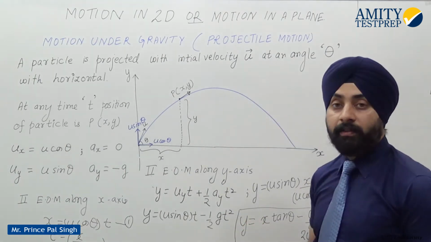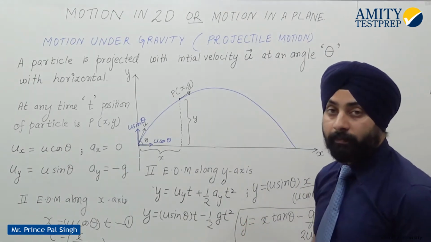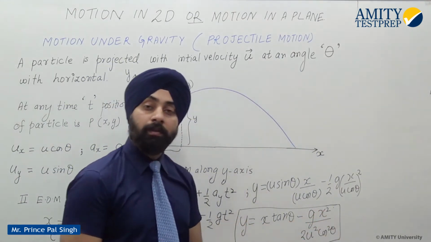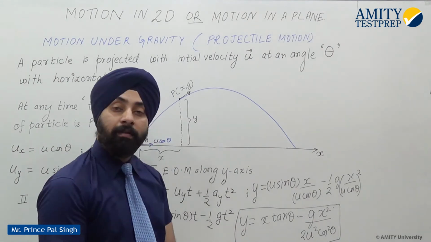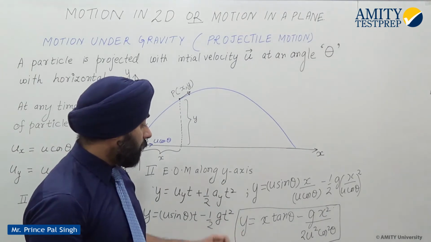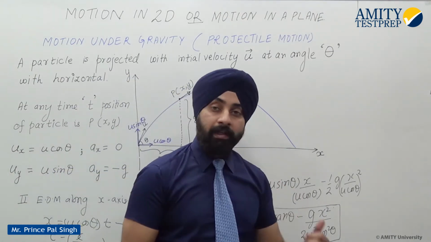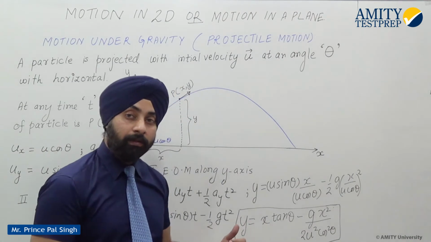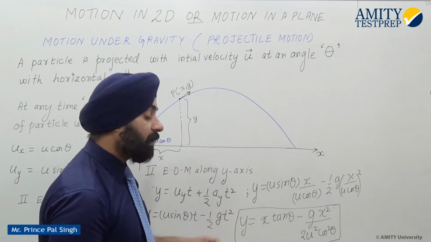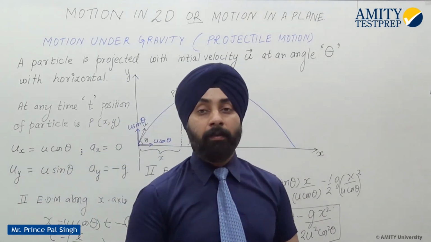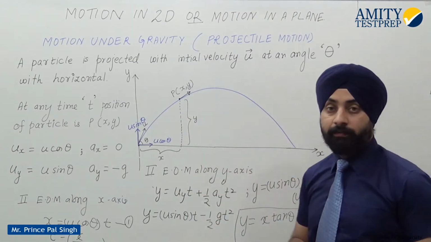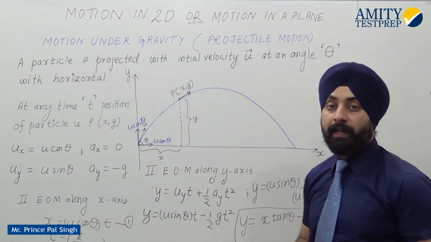This equation is linear in y and it is quadratic in x because it has the power 2 in x and it is linear in y. y has only one power. And such equations which are quadratic in one variable and linear in the other are called parabolic equations. Hence we can say that the path of the projectile is parabolic. So the particle is moving on a parabolic path under the constant acceleration.